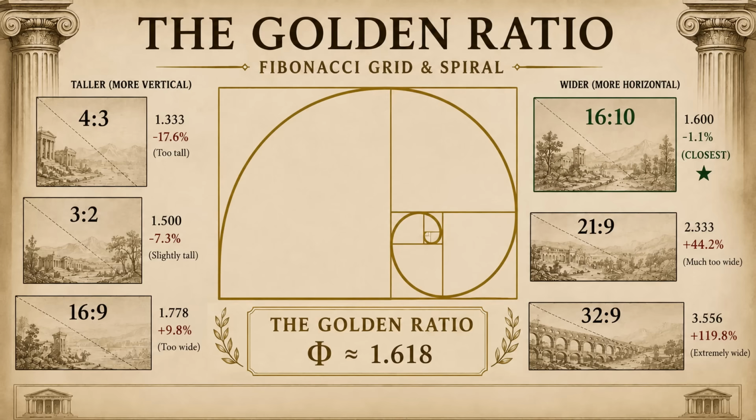The closest common screen ratio to the golden ratio is actually 16:10, then 3:2. 16:9 isn't even that close.